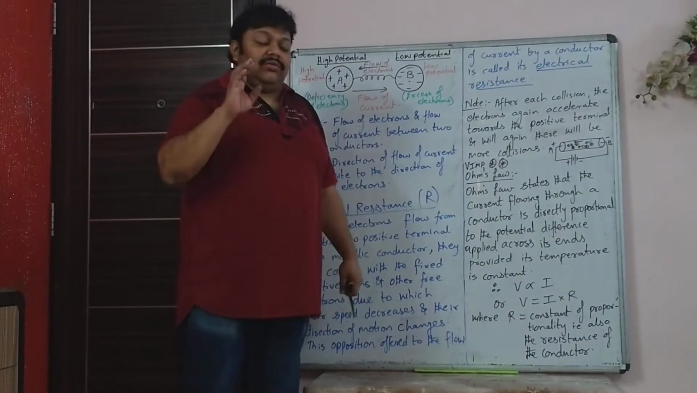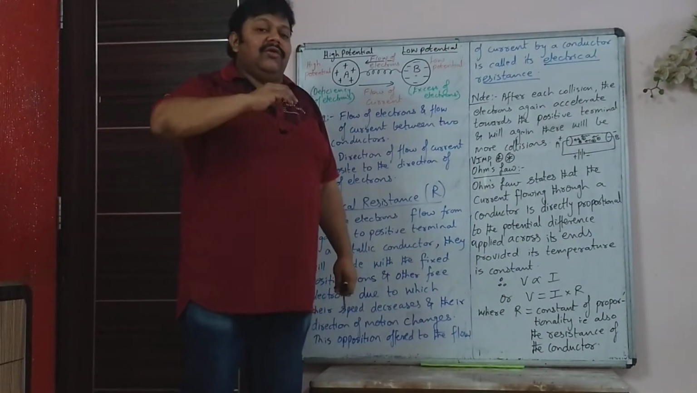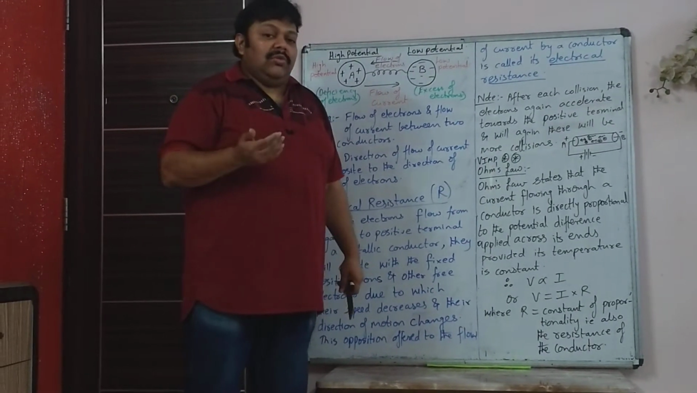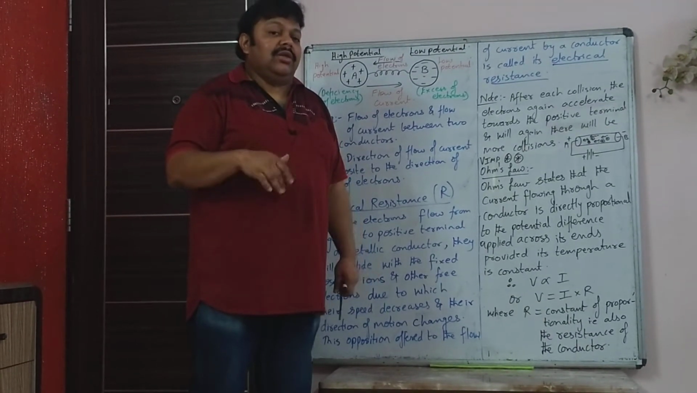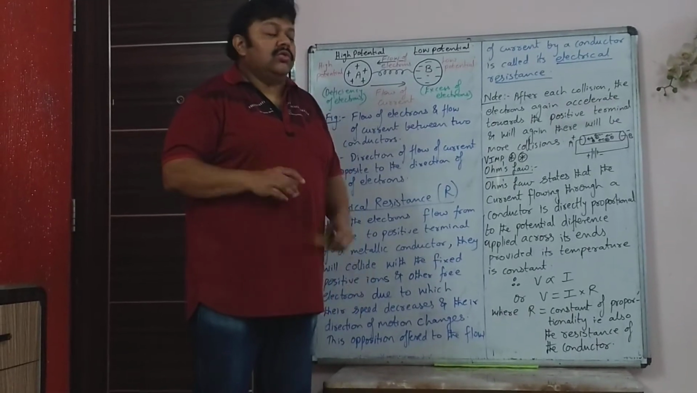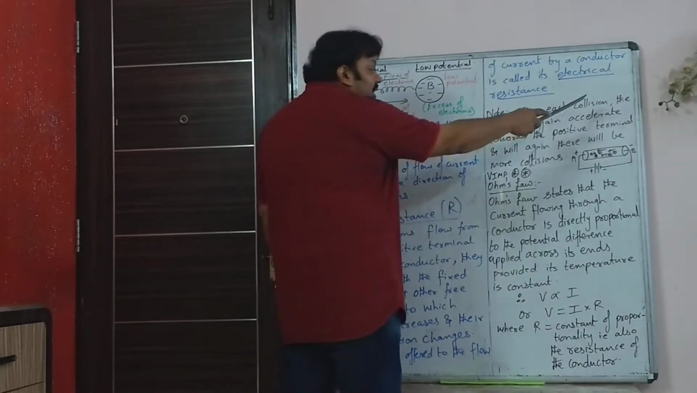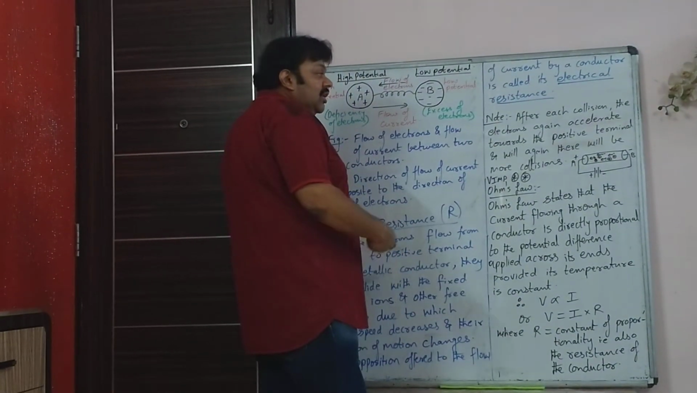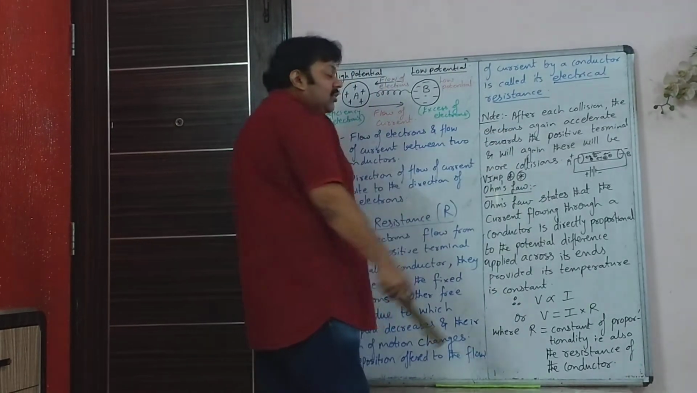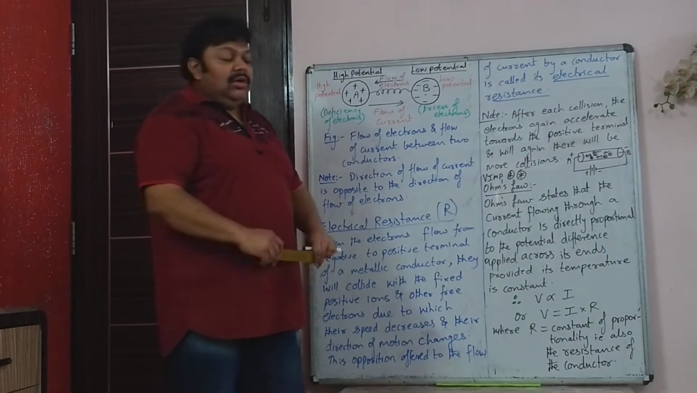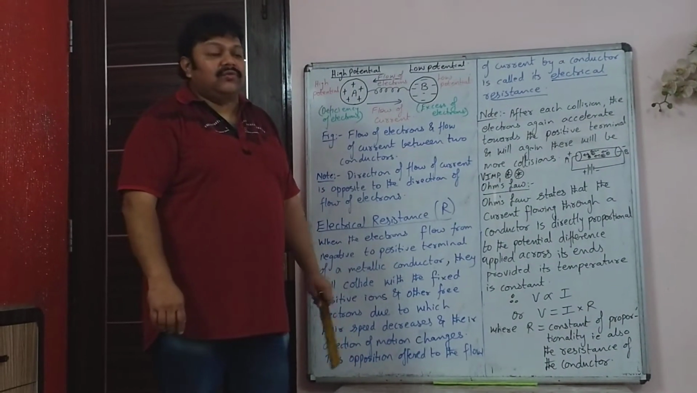So any conductor will have some resistance. Metals are good conductors, so they will have low resistance, whereas non-metals are poor conductors, so they will have less number of free electrons and they will have high resistance also. One more thing you have to note is that after every collision, the electrons will again accelerate towards the positive terminal, and again there will be more collisions. So the process continues as long as there is the cell connected and there is a potential difference.